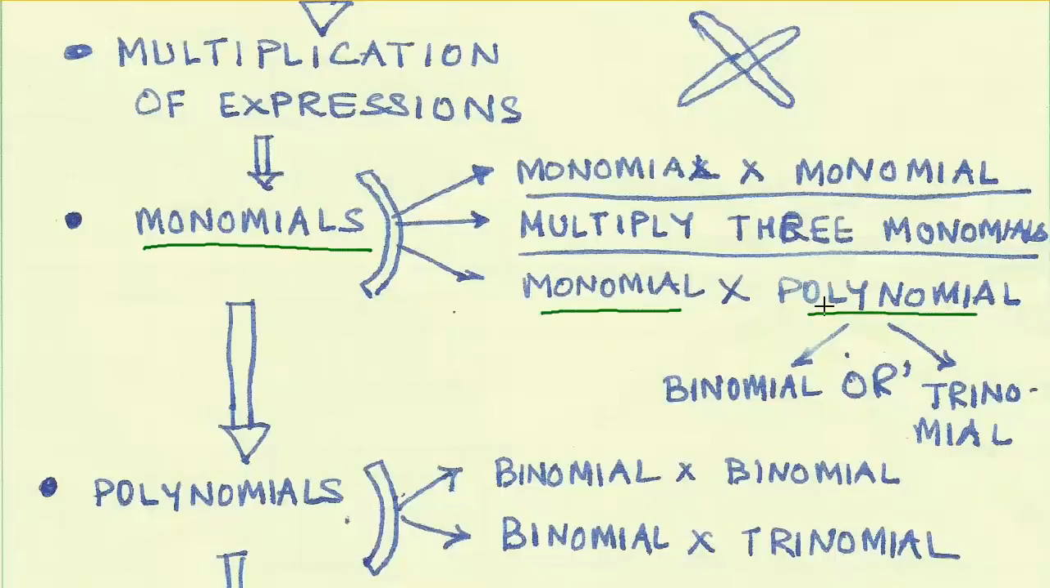I'll tell you what a polynomial is in more detail later on, but a polynomial actually comprises several types of other expressions, and in this case we are going to learn about binomial and trinomial. So it could be either a monomial multiplied by a binomial, or we will discuss a monomial being multiplied with a trinomial. Then we will look at even more complex multiplication of expressions when we consider the polynomials. So in this case we will be looking at a binomial multiplied by a binomial and a binomial multiplied by a trinomial.